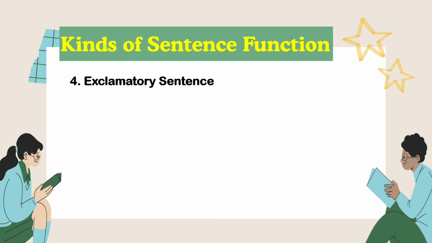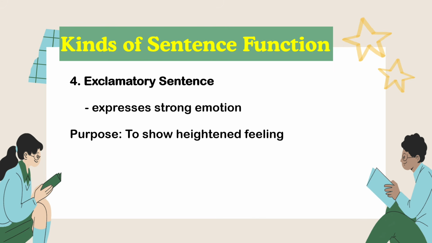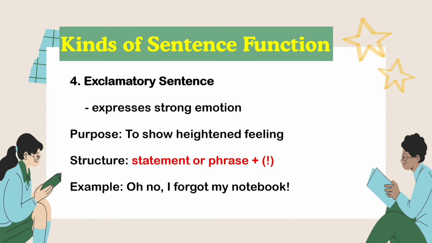The last sentence function is called exclamatory sentence. An exclamatory sentence expresses strong emotions such as excitement, surprise, fear, or anger. Its purpose is to show heightened feeling. When writing an exclamatory sentence, we start with a statement or phrase and end with an exclamation point. For example, oh no, I forgot my notebook!